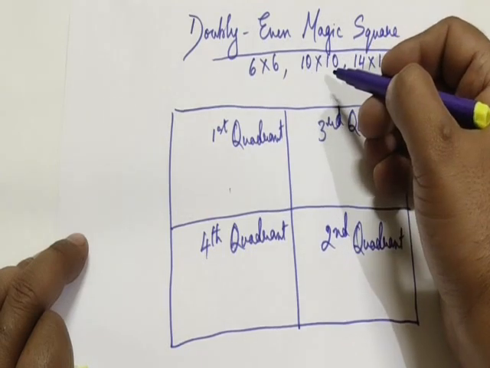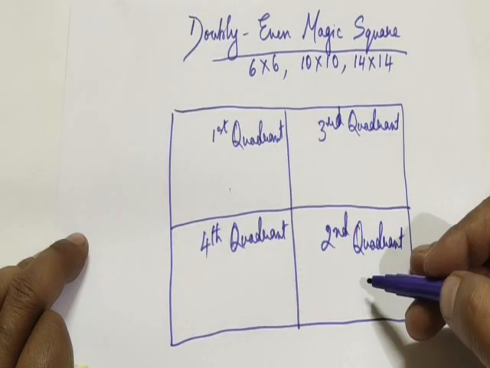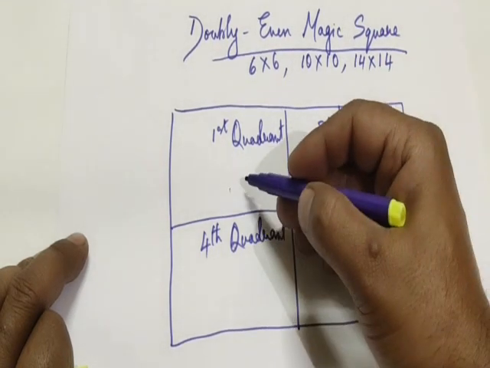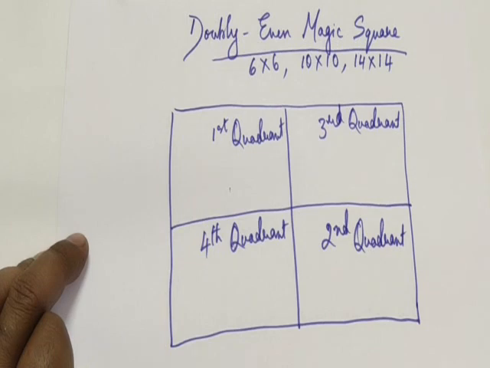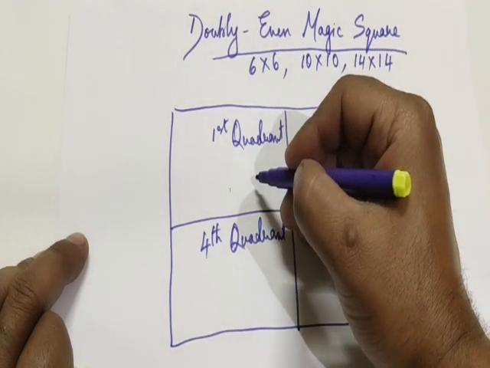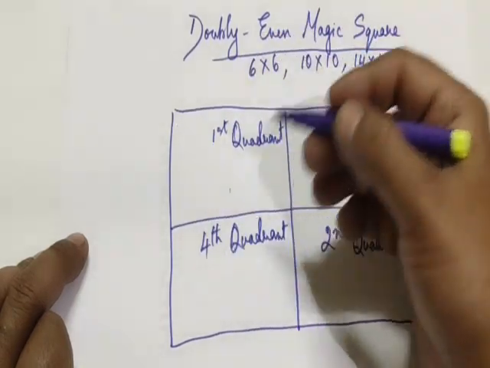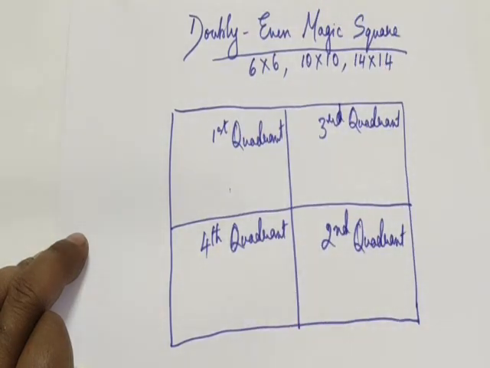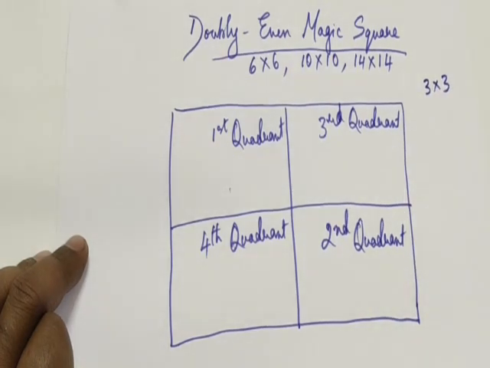If you take a 10 into 10 matrix, each of the quadrants will be a 5 into 5 matrix. Similarly, for a 14 into 14, it will be a 7 into 7 magic matrix for each of these quadrants. Now for the first quadrant, we are going to find the magic square with respect to the odd size. So if it is 3 into 3, we first find the magic square for a 3 into 3 matrix, which we had already learned in our first video, where I taught you how to generate a magic square of odd size.